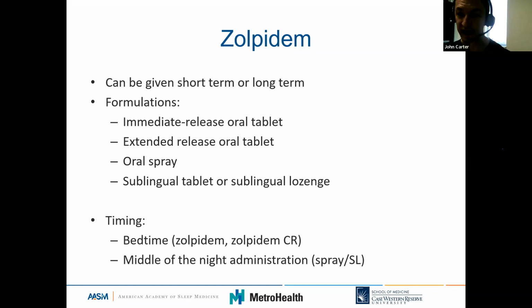There's an oral spray. There are sublingual lozenges and sublingual tablets that are approved for middle of the night usage and early morning awakenings because of rapid metabolism and short elimination half-life. Again, the two conditions in which you would consider using these: at bedtime, your standard zolpidem and zolpidem CR, versus middle of the night administration for your spray or sublingual tablet.